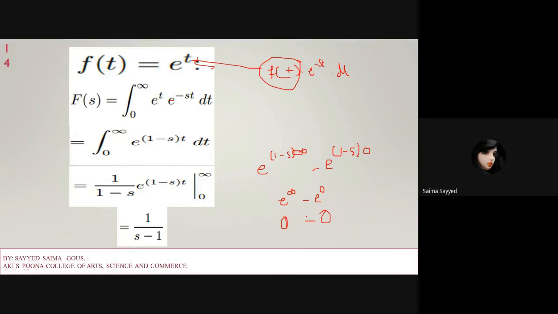Sorry, it is 0, and e raised to 0 is 1. So here it will become 1 upon s minus 1. So this is the Laplace transformation of e raised to t.